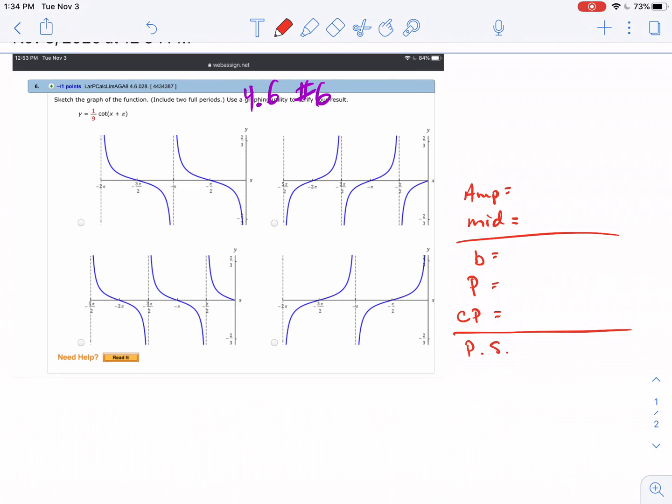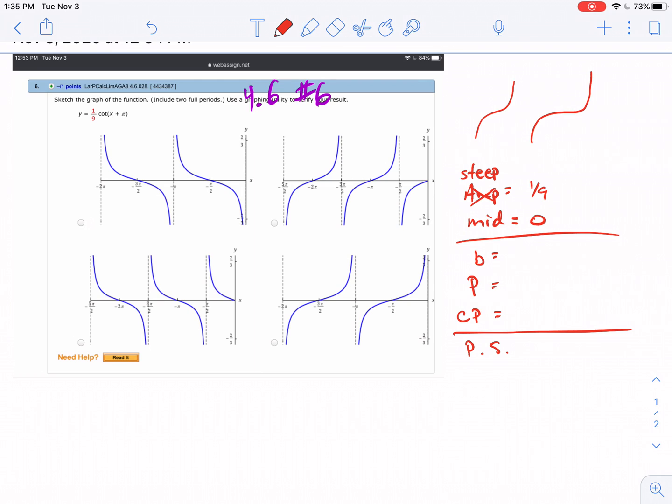Okay, so the 4.6 number 6 is throwing a cotangent back at us. So remember, there really is no such thing as amplitude for tangent and cotangent. It's about how steep your S-shaped curve is. And so what you're going to find is that if a normal S-shaped curve looks kind of like that, 1/9 is going to really widen out near the middle of the S, I guess. The midline is still at 0, so the middle of the S would be right on the x-axis.